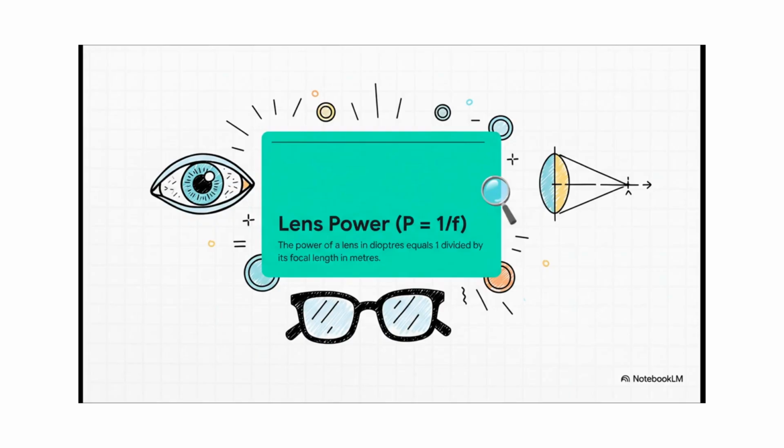So how do opticians actually measure the power of a lens? They use this unit called a diopter, and the formula is beautifully simple. The power is just 1 divided by the lens's focal length in meters. That's just the distance it takes for the lens to focus light down to a single sharp point.